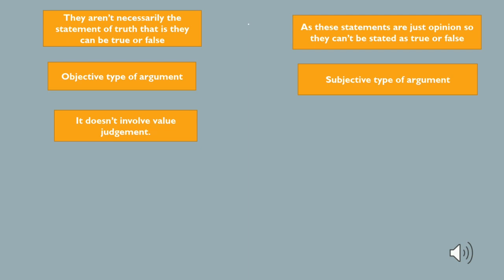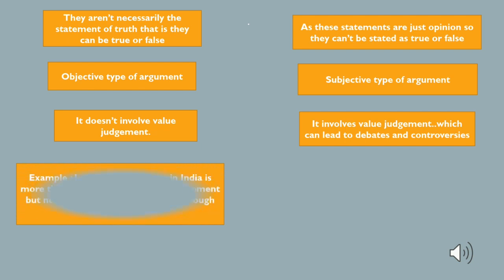But if you look at the other side, that is normative economics, as it is a mere opinion, it involves value judgment. When you give your opinion to someone, it can even lead to debates or controversies because it's your point of view, not anyone else's. Maybe you consider something correct, but on the other hand someone else's opinion about the same thing is wrong. So it can be the case, right? And the last difference, we'll take an example of both.